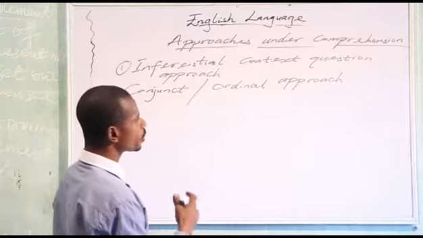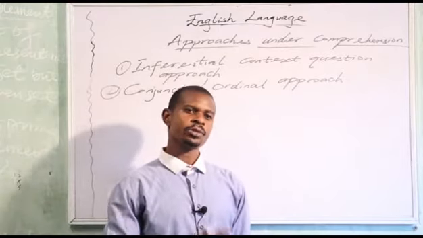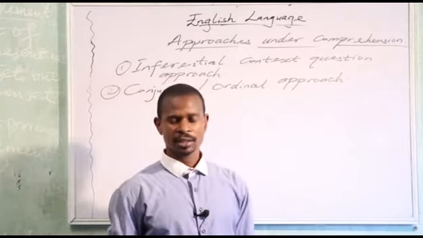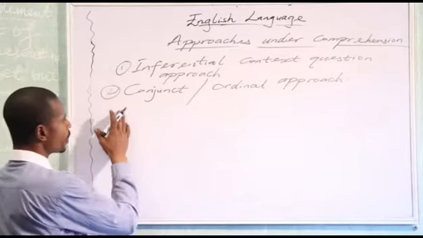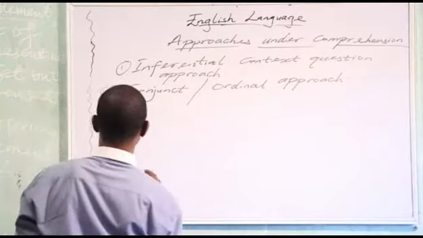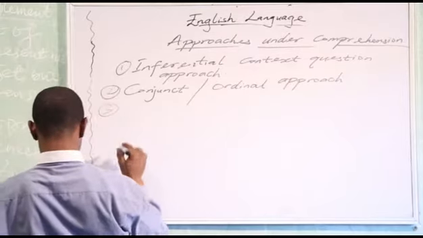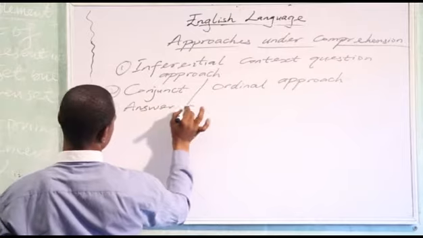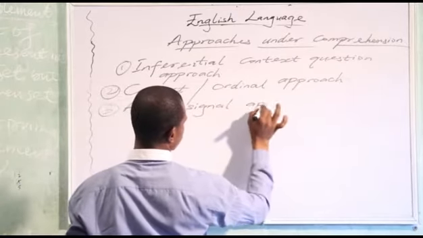Then if we're talking about the ordinal approach, ordinal means number, such as firstly, secondly, first, second, third. So they are under this conjuncts and ordinal approach. Another approach is what we know as the answer signal approach.